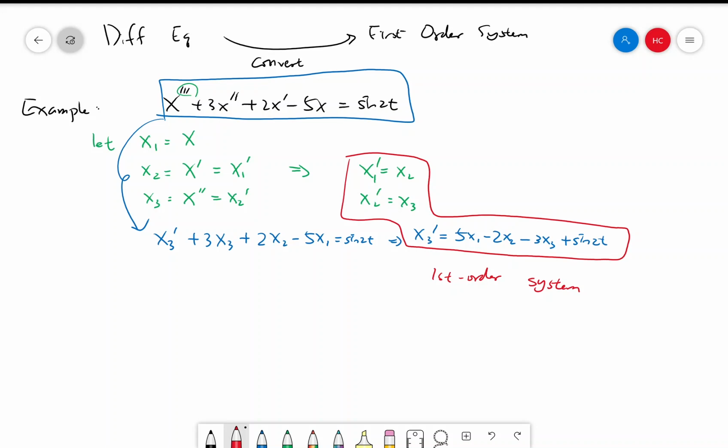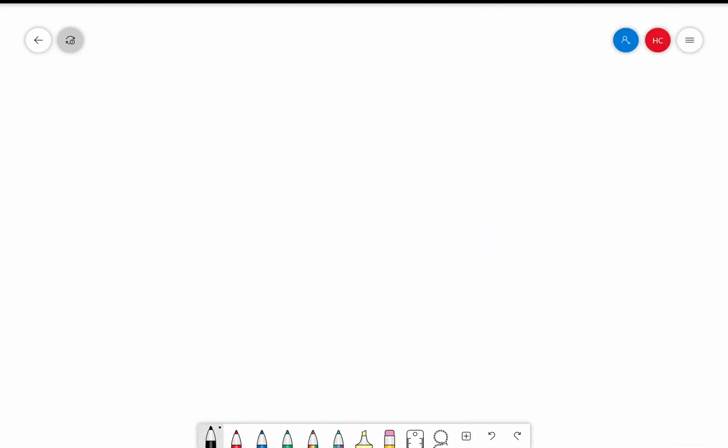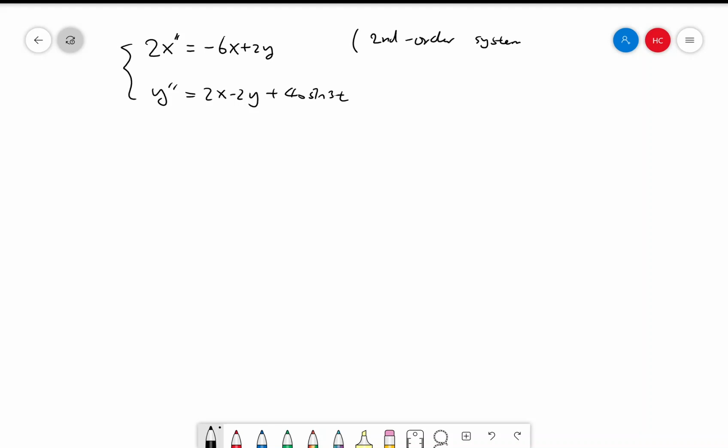All right, so let's do a different example. The conversion is pretty much similar. Suppose we already have a second order system. Let's say we have 2x double prime equals negative 6x plus 2y, and y double prime equals 2x minus 2y plus 40 sine 3t. This is a book example. So this is a second order system, but we don't want a second order system. We want to convert it into a first order system.